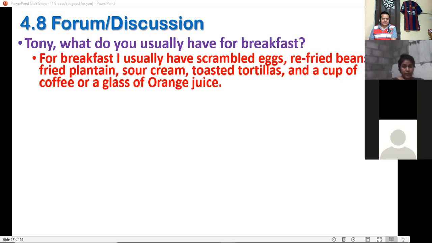Refried beans. Fried plantain. Yes. Sour cream. Sour cream, toasted tortillas, and a cup of coffee or a glass of orange juice. Yes.